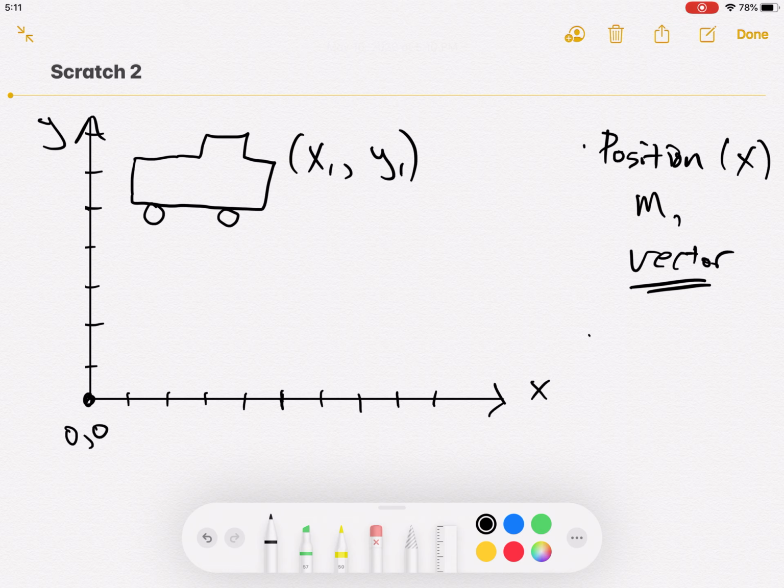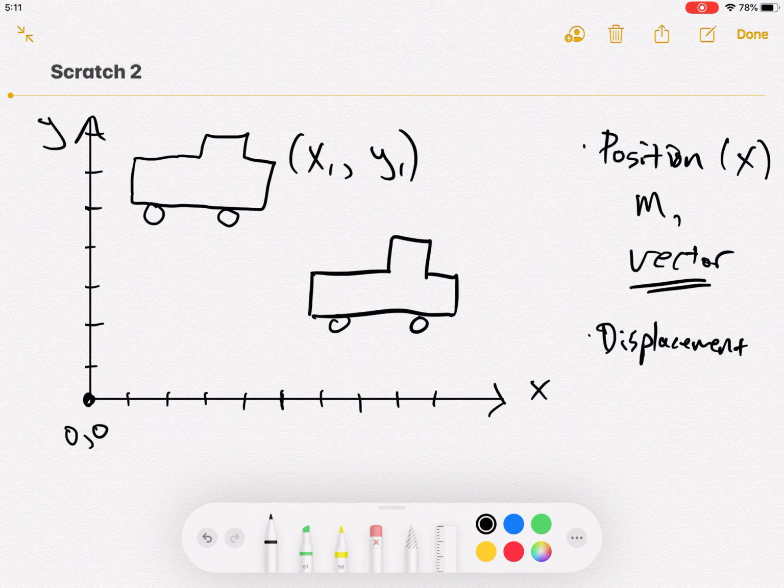The next thing I can talk about is displacement. Displacement is the distance from one point to another point. All right, so let's say the car moves here and changes shape for some reason. We could call this x2, y2. Now the line that connects the original point to the final point, that's a displacement. And we call that displacement delta x.